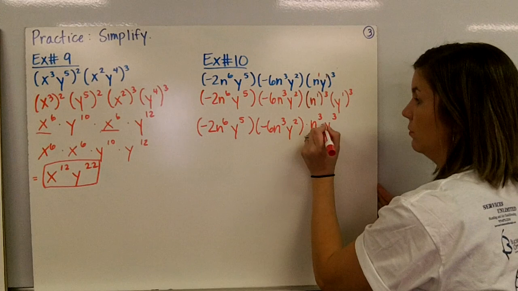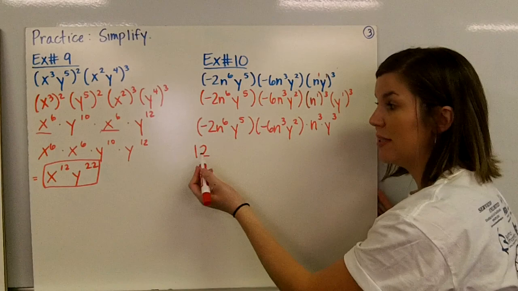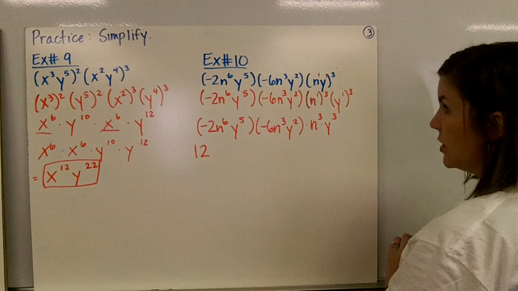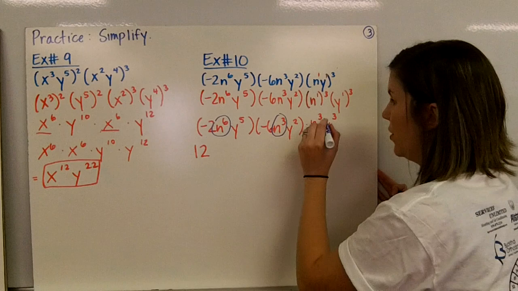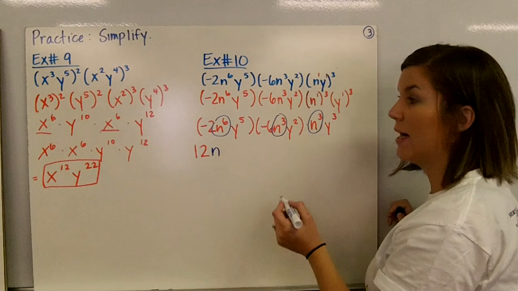So negative 2 times negative 6. Remember, a negative times a negative is a positive, and 2 times 6 gives me 12. Now I'm going to look at my n's. So I have n to the 6th, n to the 3rd, and another n to the 3rd. When multiplying like bases, keep the base, add the exponents. 6 plus 3 is 9, plus 3 more is 12.